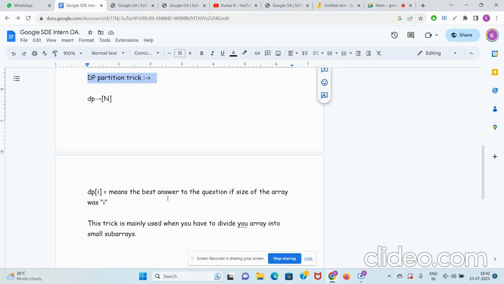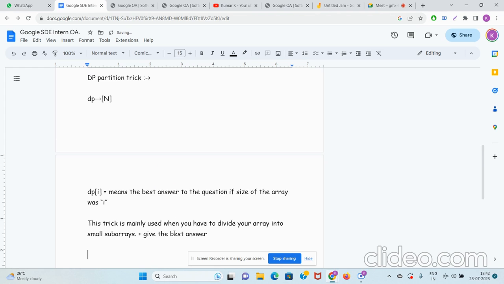Always remember, these tricks no one else will teach you, because these are specific to OA and contests and not popular interview problems. These are unseen new hard problems. So this trick is mainly used, guys, when you have to divide your array into small subarrays and give the best answer.